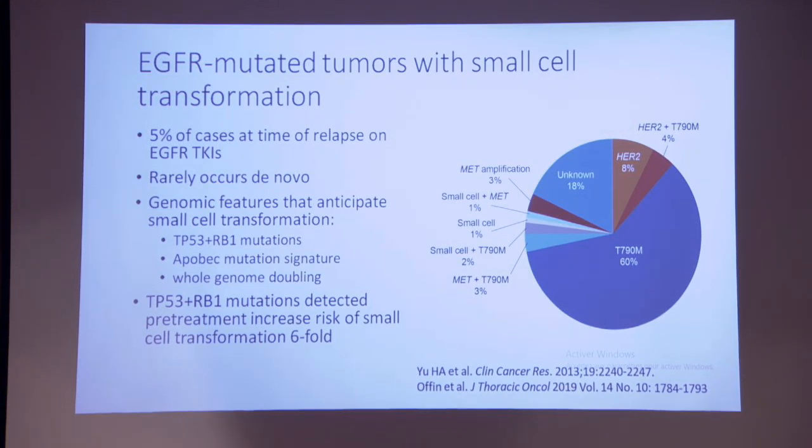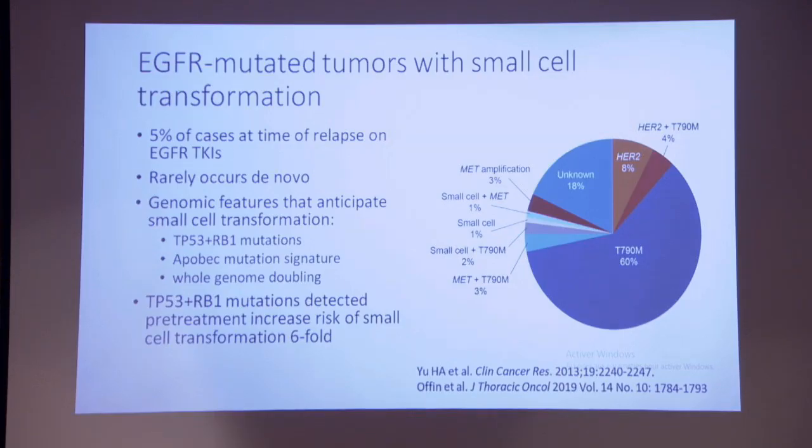What actually drives the development of small cell in this context is not entirely clear, but the alterations that we see accumulating during the course of therapy include hypermutation via APOBEC mechanisms, as well as whole genome doubling. Whether these are causative or secondary to that transformation process, I don't think we know yet, but there are clearly a number of very complex genomic alterations that occur as small cell evolves in this context.